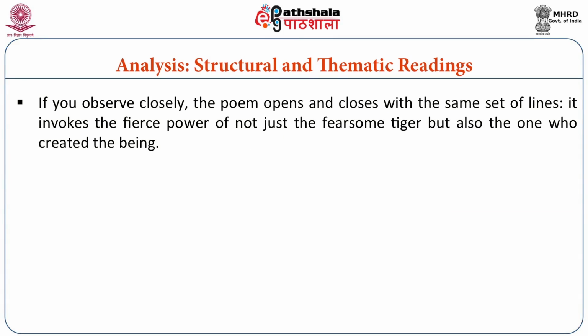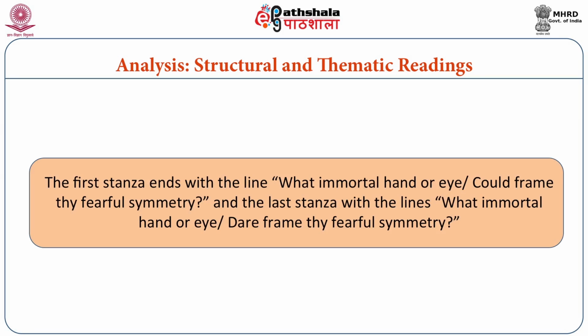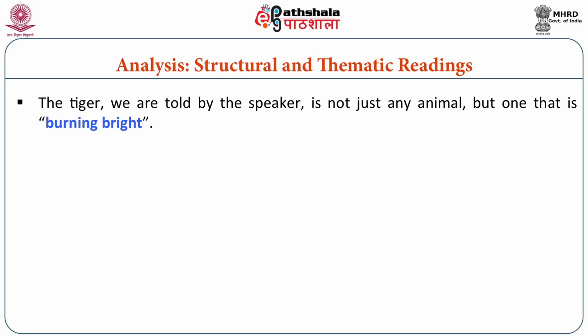If you observe closely, the poem opens and closes with the same set of lines. It invokes the fierce power of not just the fearsome tiger, but also the one who created the being. The only difference between the two stanzas is that the question in the stanzas considerably differ from one another. The first stanza ends with the line, "What immortal hand or eye could frame thy fearful symmetry?" And the last stanza with the lines, "What immortal hand or eye dare frame thy fearful symmetry," with the "dare" being the differential.